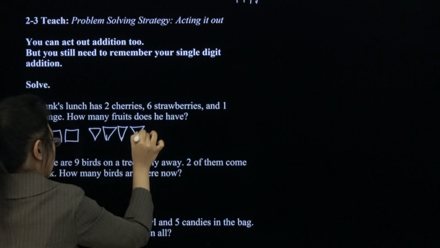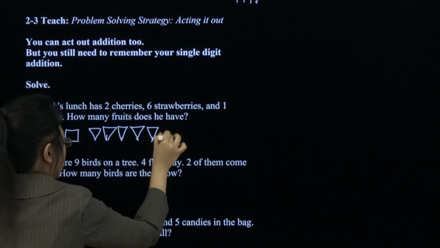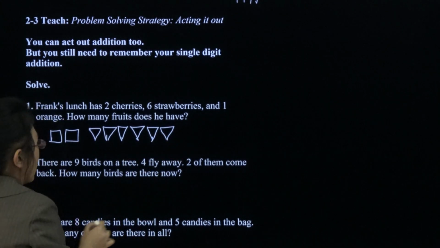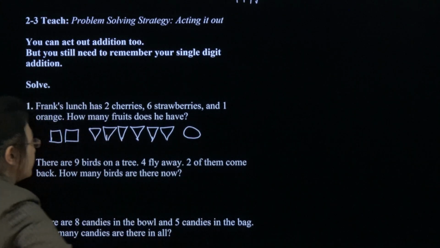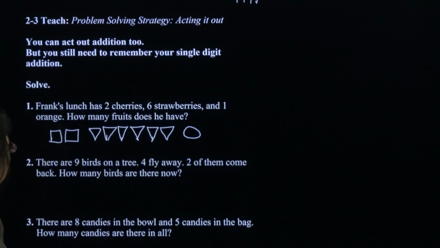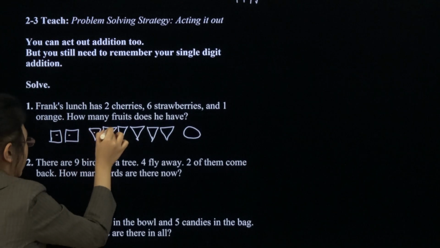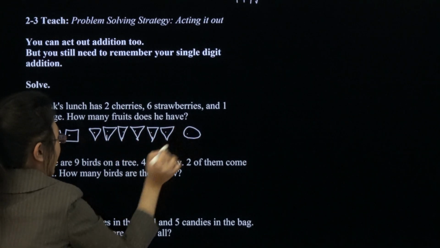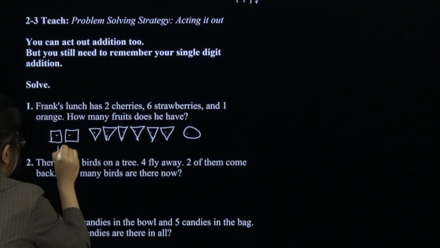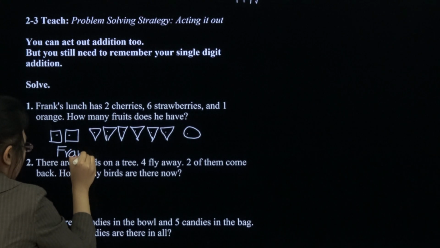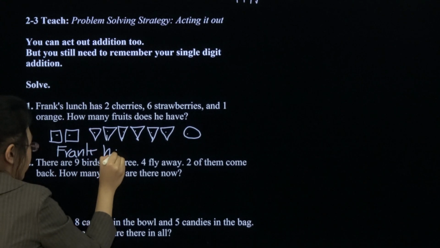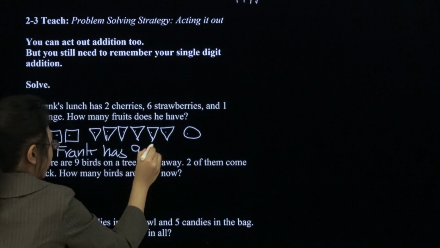2, 3, 4, 5, 6, and 1 orange. That's going to be a circle. How many fruits does he have? Well, let's count. 1, 2, 3, 4, 5, 6, 7, 8, 9. Frank has 9 fruits.